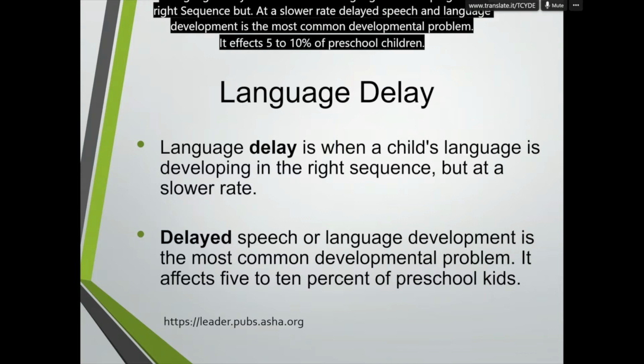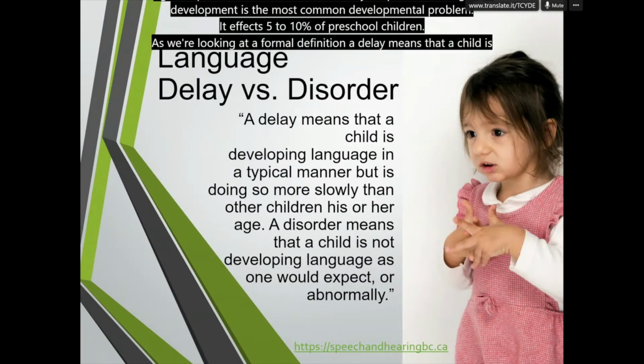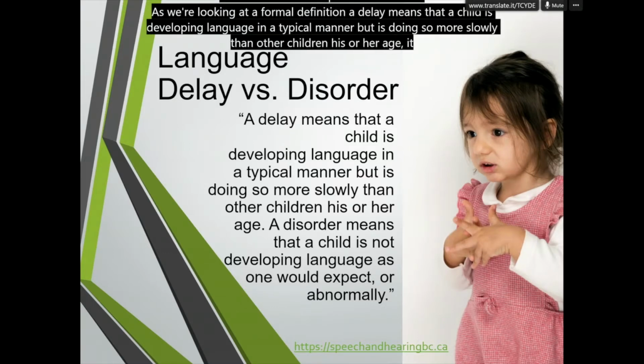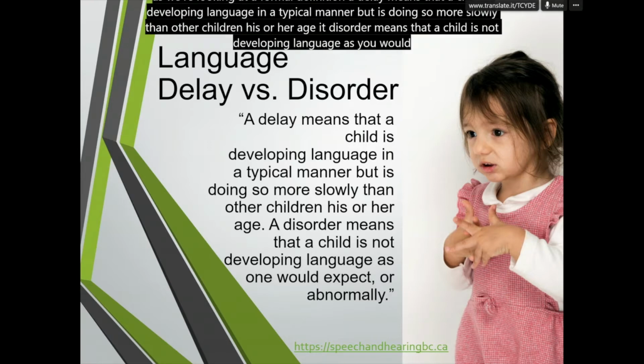As we're looking at a formal definition, a delay means that a child is developing language in a typical manner, but is doing so more slowly than other children his or her age. A disorder means that a child is not developing language as you would expect, or abnormally.